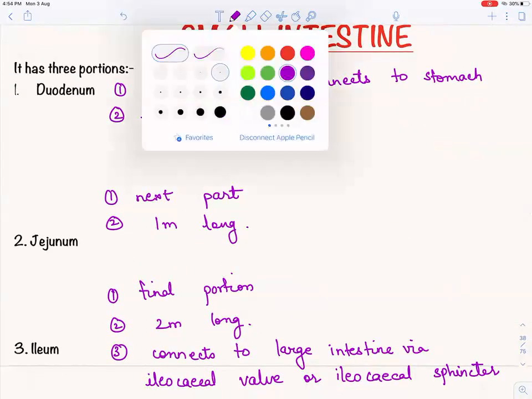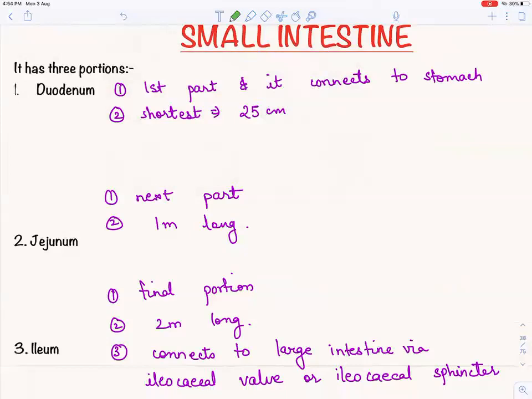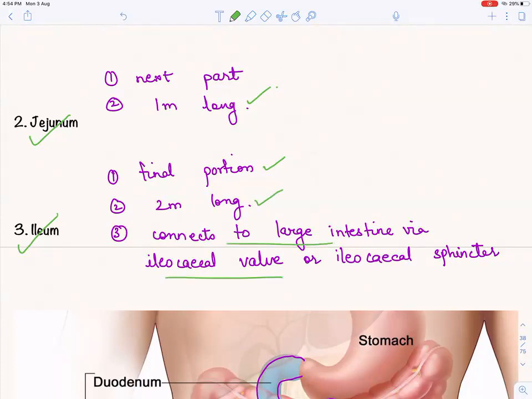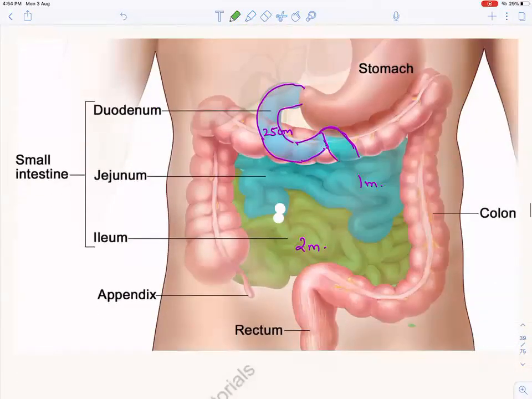Now we did the small intestine. I told you that it has three portions: duodenum, jejunum, and ileum. The duodenum is the smallest. The jejunum is the next part, it is 1 meter long, and then the ileum, the final portion, is 2 meters long, and it connects to the large intestine via a sphincter, right? So you can just see this.